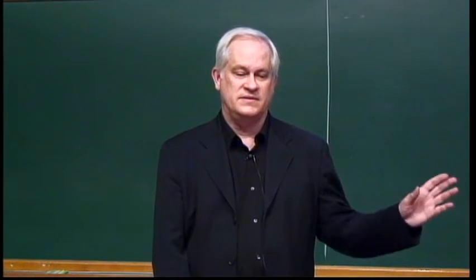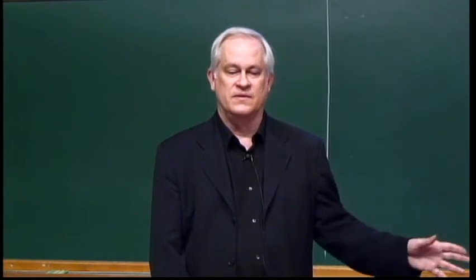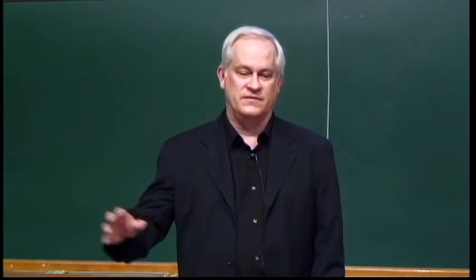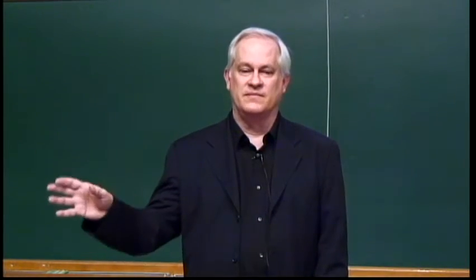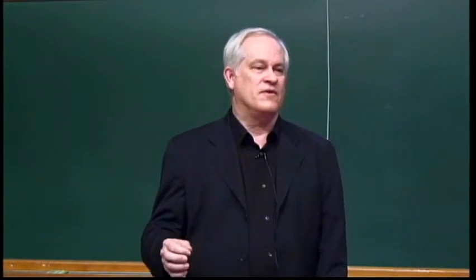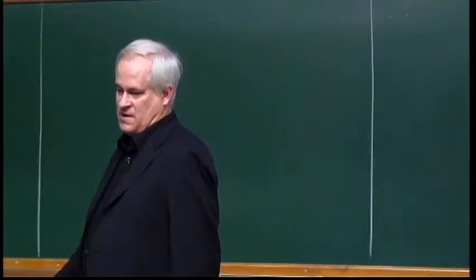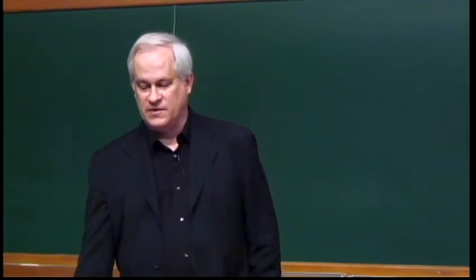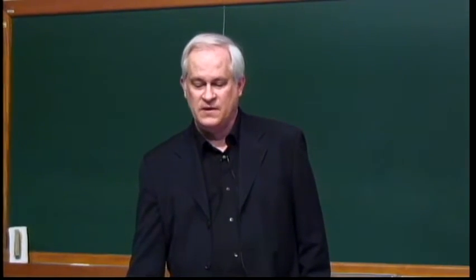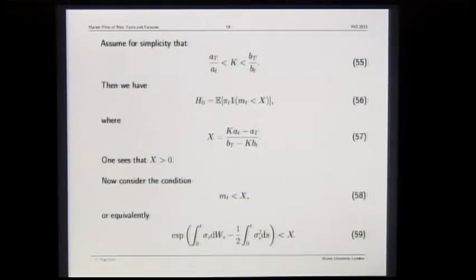If the strike is less than those two numbers, then we get zero payoff automatically, and if the strike is greater than those two numbers, then we get some definite payoff automatically. But if it's in between, then the problem is truly optional. So now we put in the expression for M. So M is this exponential martingale.